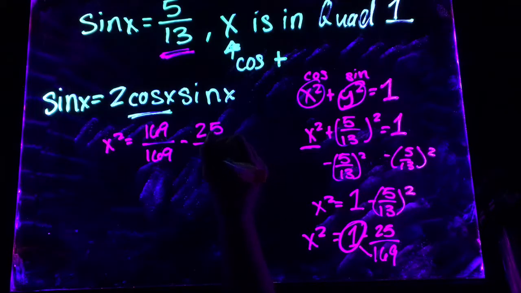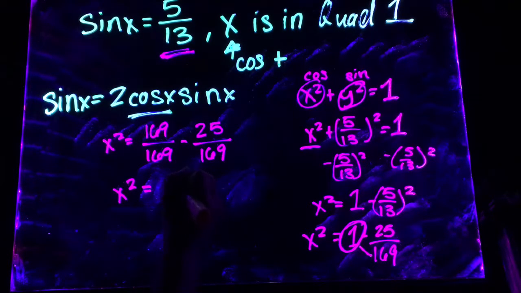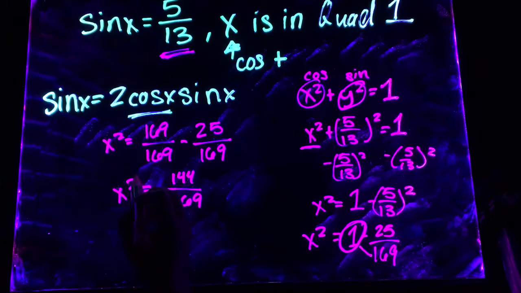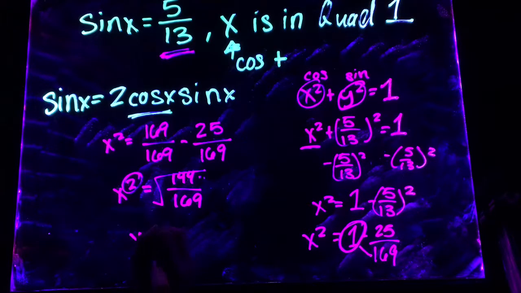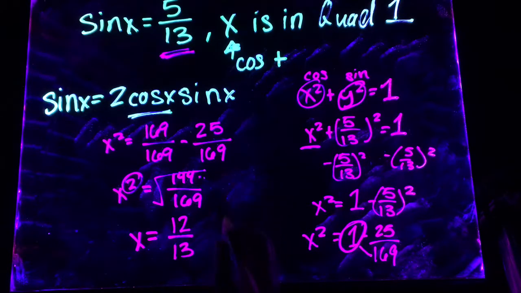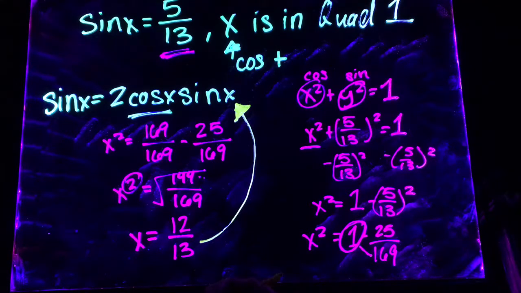So you have 169 over 169 minus 25 over 169, and so that equals 144 over 169, and this is not your final answer because you still have this x squared. So you have to take the square root of this, and you just square root the numerator, square root the denominator. So you're left with x equals 12 over 13. And with that, we can go back up to our equation, because you now know both sine and cosine, so we can solve.